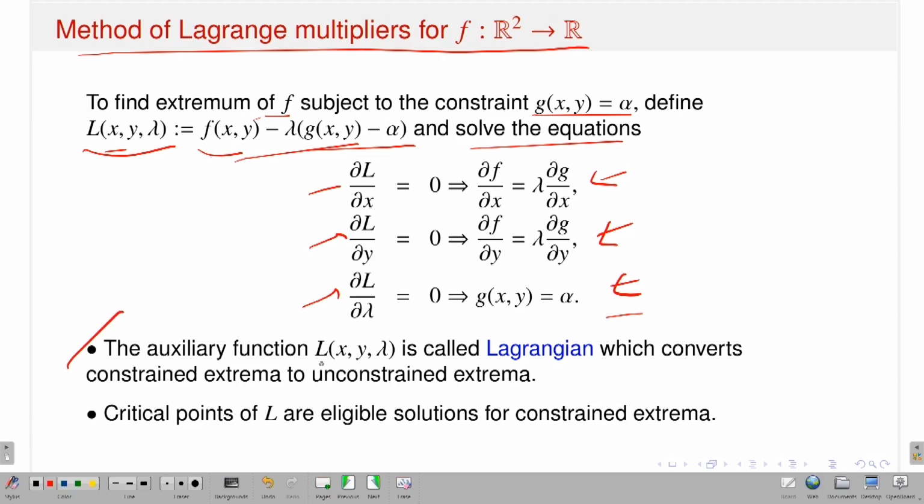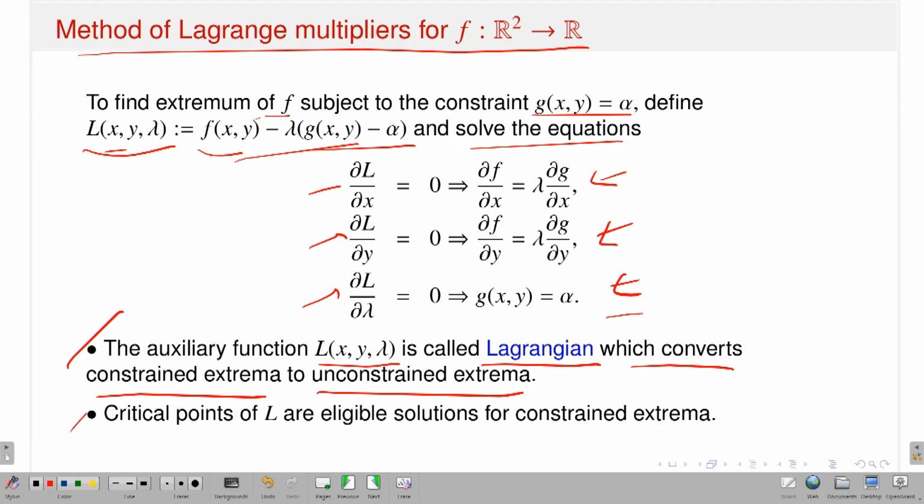Now the auxiliary function L(x, y, lambda) is called the Lagrangian, which converts the constrained extremum to unconstrained extrema. So that is important. I am starting with a constrained extrema problem, then I introduce an auxiliary function to change my problem to an unconstrained extremum. Now you solve it.